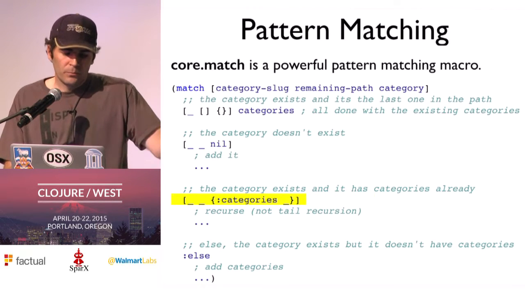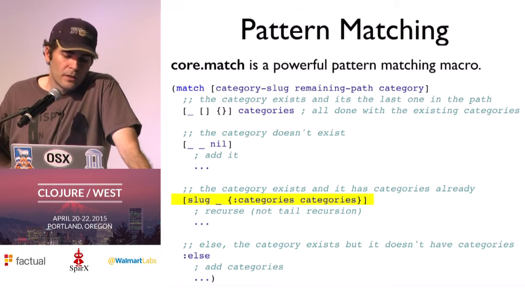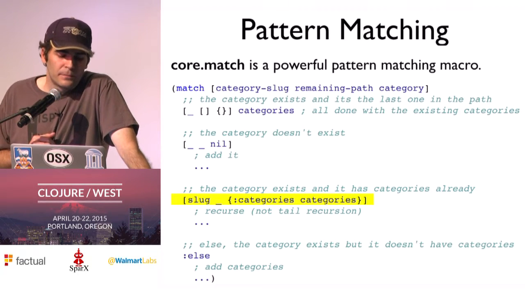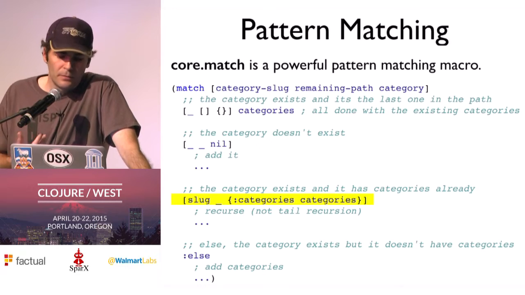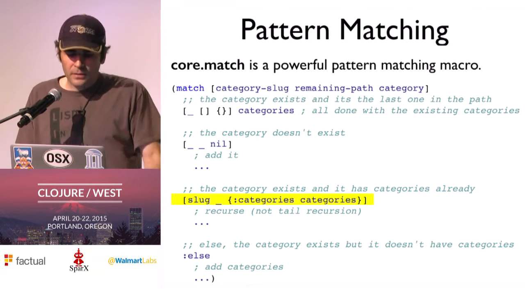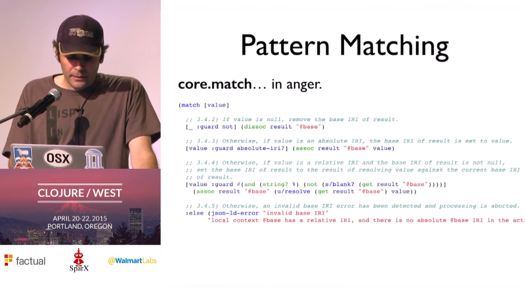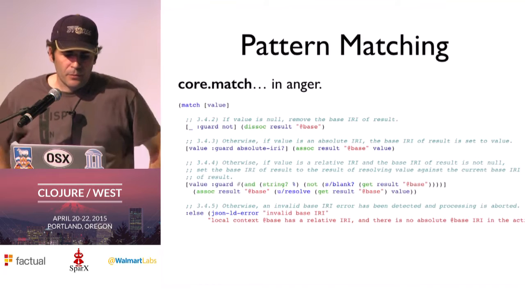And in this case, we didn't care to bind and capture any of those values. If we needed, say, the slug and what the value of the category key was, we could capture those with variables and then use them in the expression that we selected. So that's kind of how core.match works. And it has else, as we saw in the prior example.